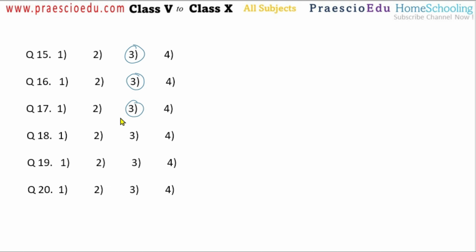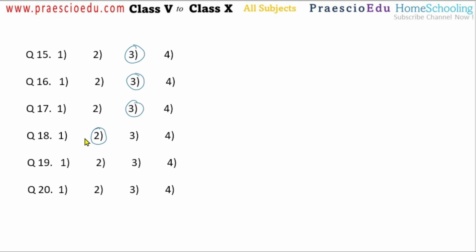Now question number 18. At what time do the minute hand and the hour hand in a clock appear in a straight line? For a straight line, we check the options on the clock. Option number 1, 2:45? No, it cannot be in a straight line. 6 hours, yes, it can be. So option number 2 is the correct one.